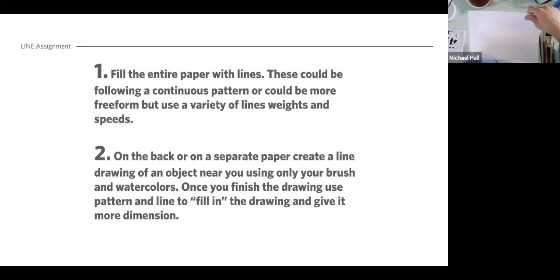And then on the back, you can use the same sheet of paper. Then you'll create a drawing of an object that's near you, using just line. So it'll be going back to basic drawing. You're just going to do a contour line drawing of an object, and then you're going to use line and pattern to fill it in. No washes, no big blocks of color. Everything should be a line or a punctuation or creating a pattern. So it should have a rhythm to it, like Van Gogh.